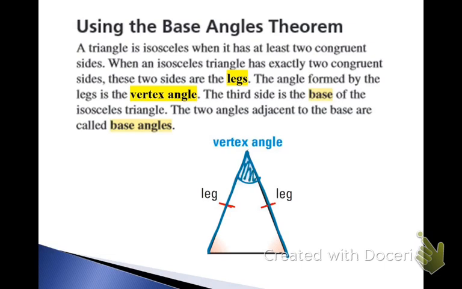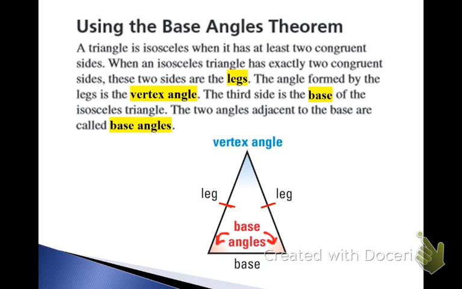Okay? The third side, the last side, is called the base of the isosceles triangle. There's only one base. There's 2 legs, but one base. And then the angles adjacent to the base are called base angles. So you should have all blanks filled in by now, and your picture should look like mine. The reason this matters is later on it's going to give you a word problem and describe your vertex angle or your base angles, and you'll have to find other things based on that.